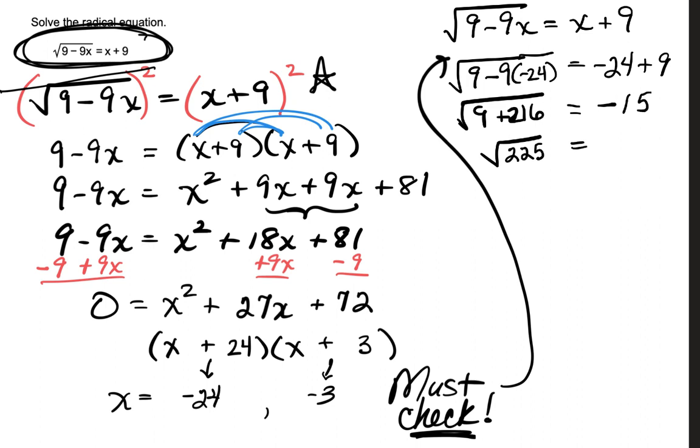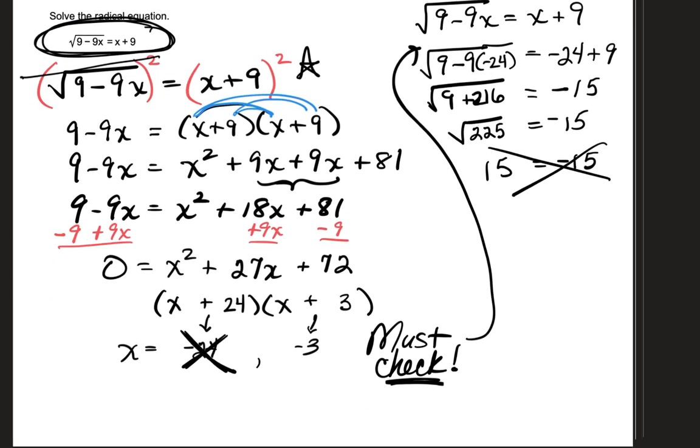Makes sense? The square root of 225 is positive 15. And then my right side, I got negative 15. This does not work. Does that make sense? It doesn't come out to be equal. So that means negative 24 is not my answer. That's kind of what you're looking for when you check.